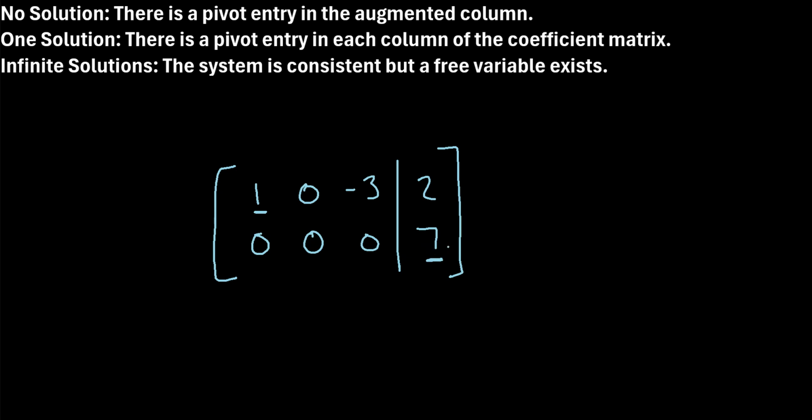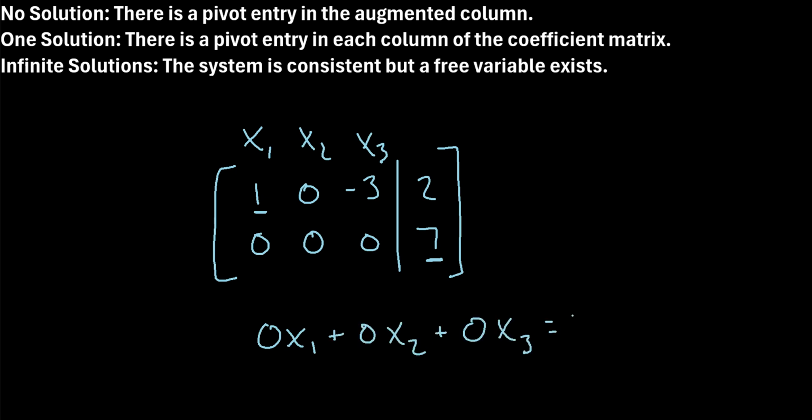So notice that the pivot entry occurs in the augmented column. That's a dead giveaway that there's no solution to this particular matrix. Another way to think about it is, if this column is coefficients for some variable, call it x1, this is x2, and this is x3, this is telling us that we have 0 times x1 plus 0 times x2 plus 0 times x3 is equal to 7.